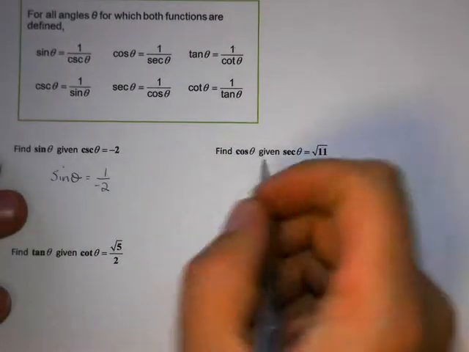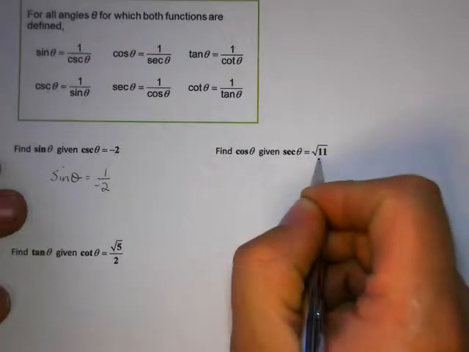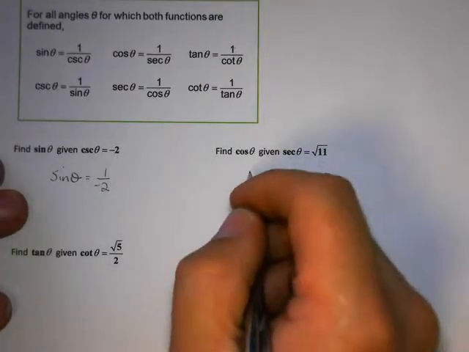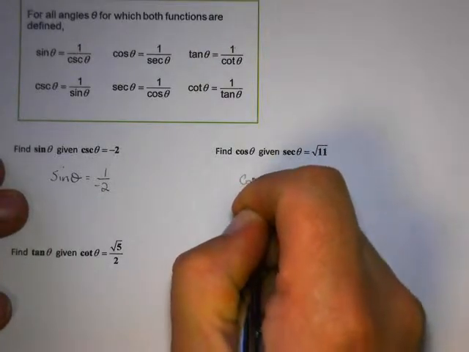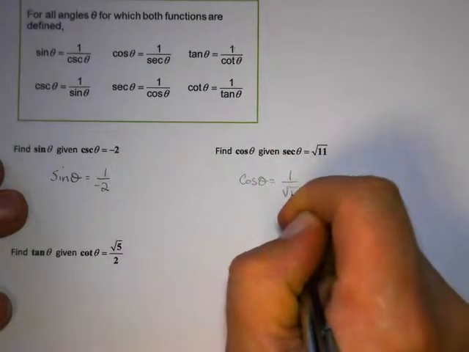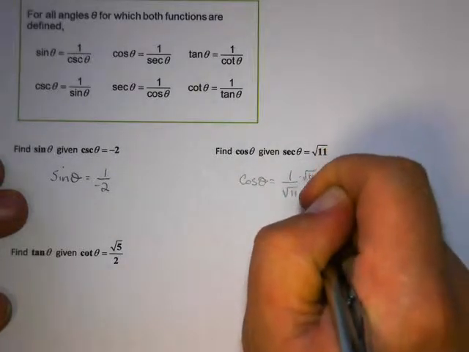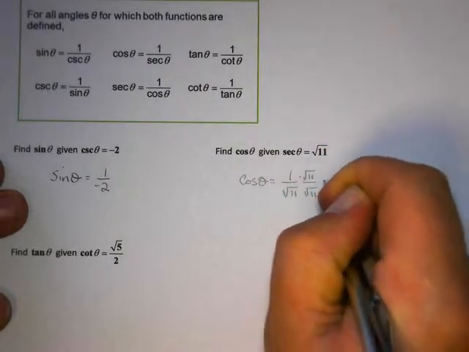Find cosine theta given secant theta equals the square root of 11. Then cosine theta equals 1 over the square root of 11. But we have to rationalize this, so times the square root of 11 over the square root of 11, and we get the square root of 11 over 11.